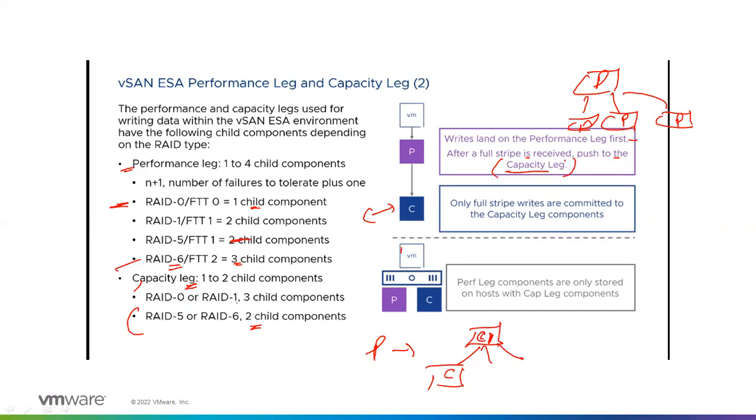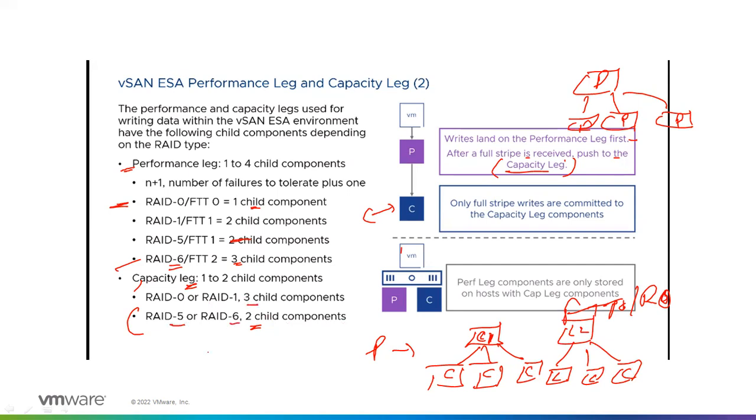So with RAID 0 and RAID 1, it is saying 3 child. It means that if I am writing some data in FTT 0 RAID 0, C1 will split into 3 components further. Same way if I'm writing RAID 1, RAID 1 means C1 plus C2, and each of C1 and C2 will further split into 3 child components, right? That's what it is saying.